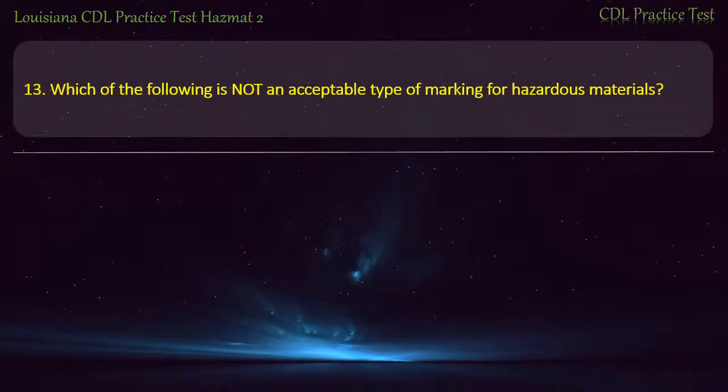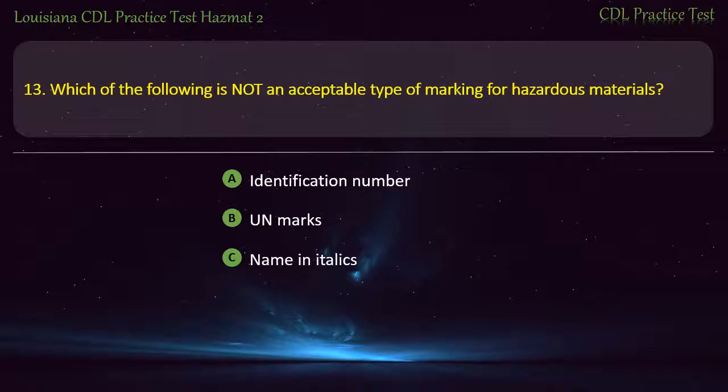Question 13. Which of the following is not an acceptable type of marking for hazardous materials? Identification number. UN marks. Name in italics. Descriptive name in Roman print. Answer. Name in italics.